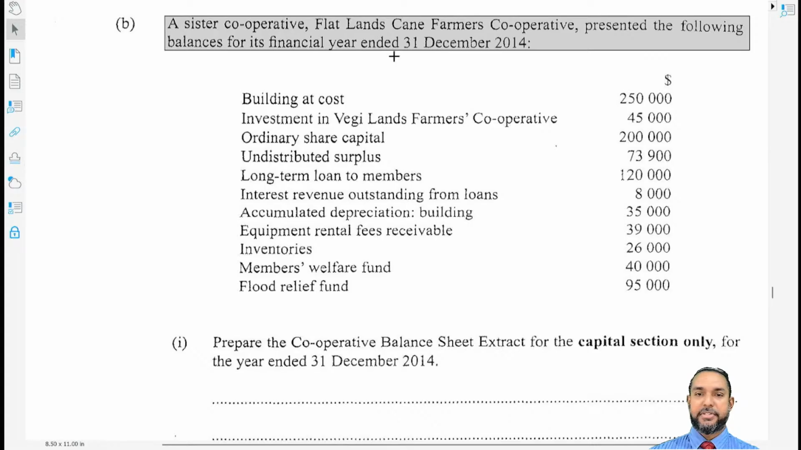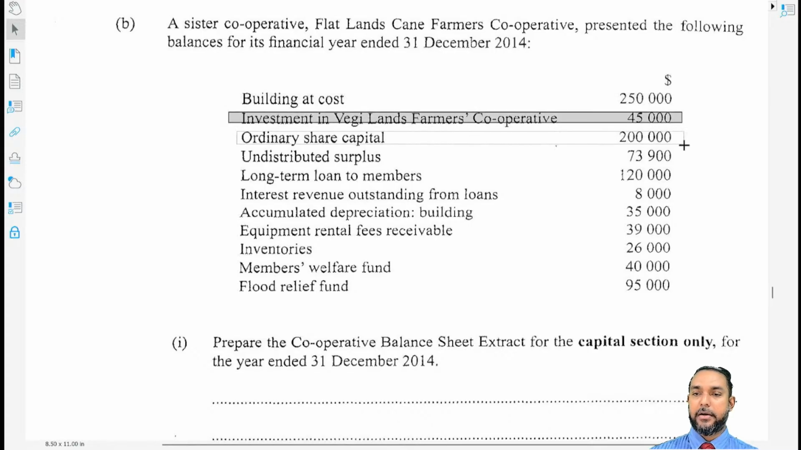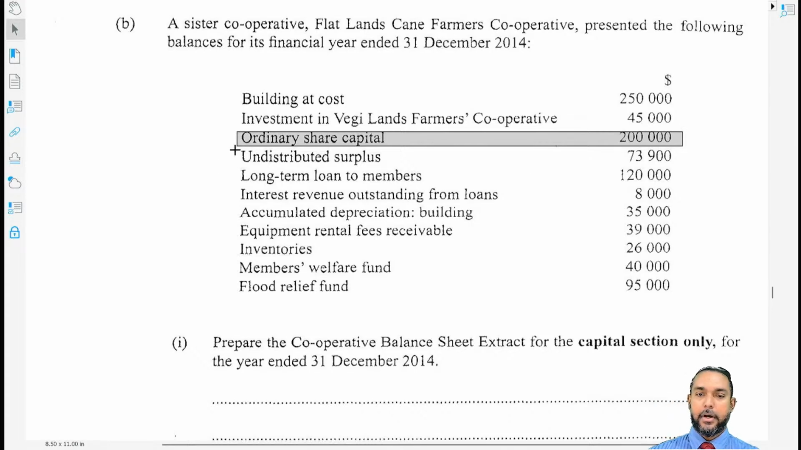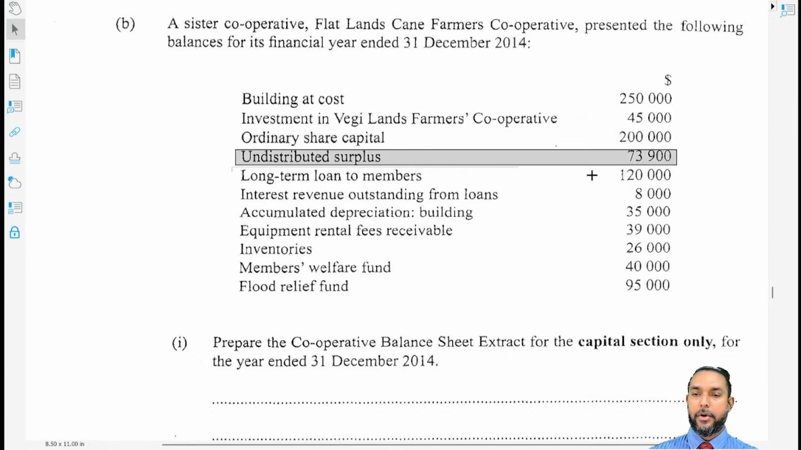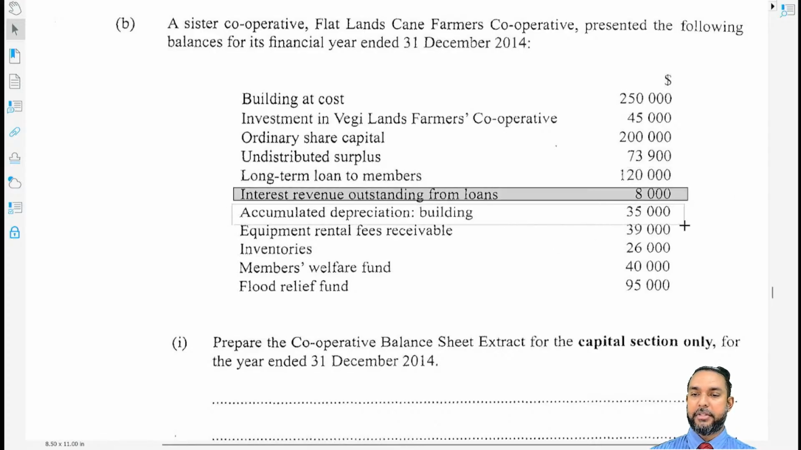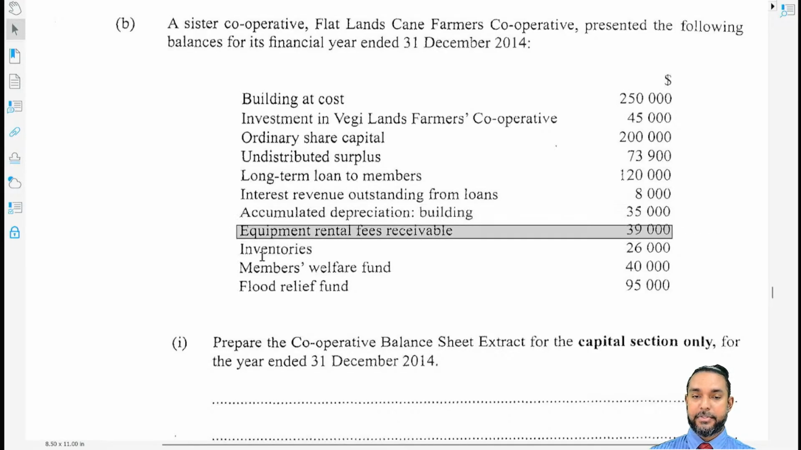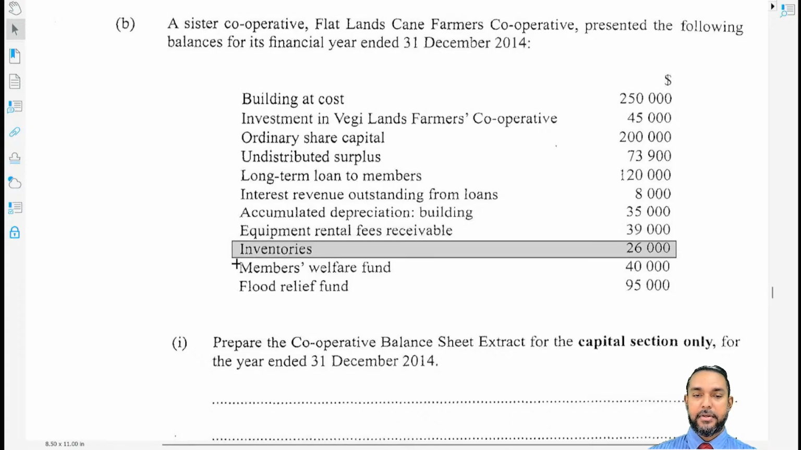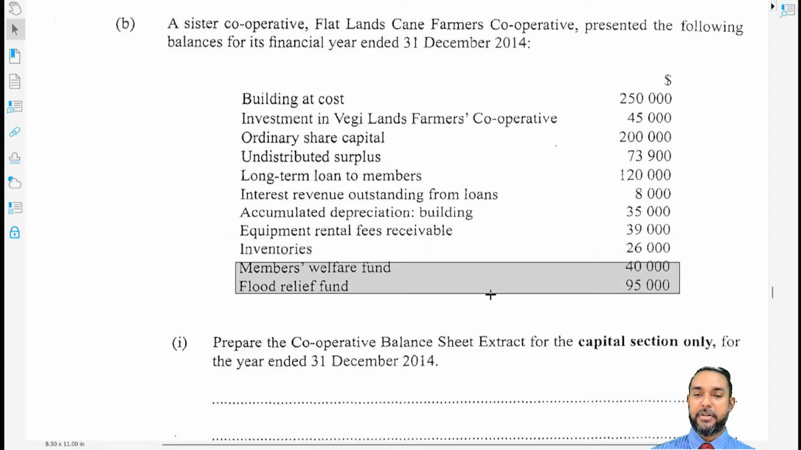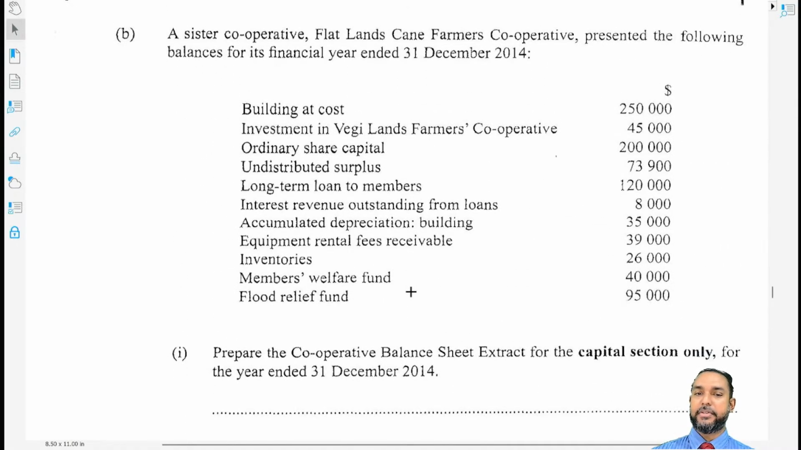Okay, so balances for the financial year end 31st December 2014. We have the building at cost, the investment in Veggielands Farmer Cooperative, ordinary share capital, undistributed surplus, long-term loans to members, interest revenue outstanding from loans, accumulated depreciation in building, equipment rental fees receivable, inventories, members welfare fund and flood relief fund. Okay, cool. Now this section here is for 4 marks, and I give you plenty space for 4 marks. So there are only 4 things that are going to go inside of here.